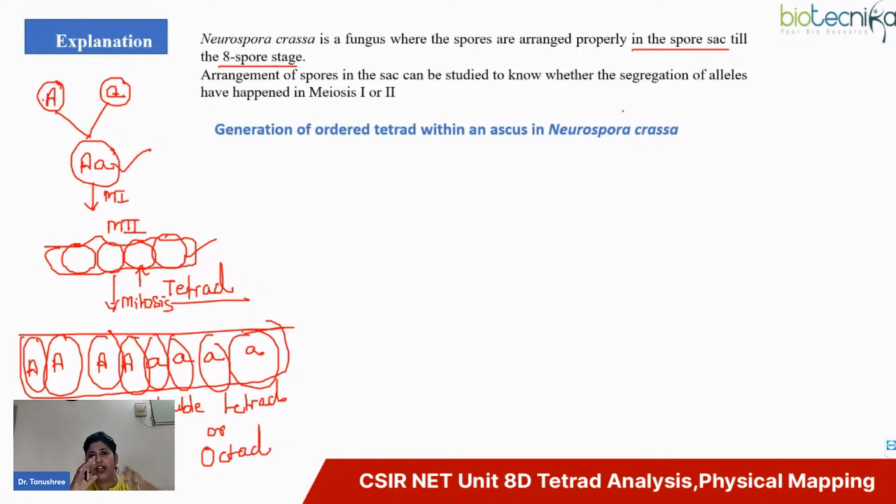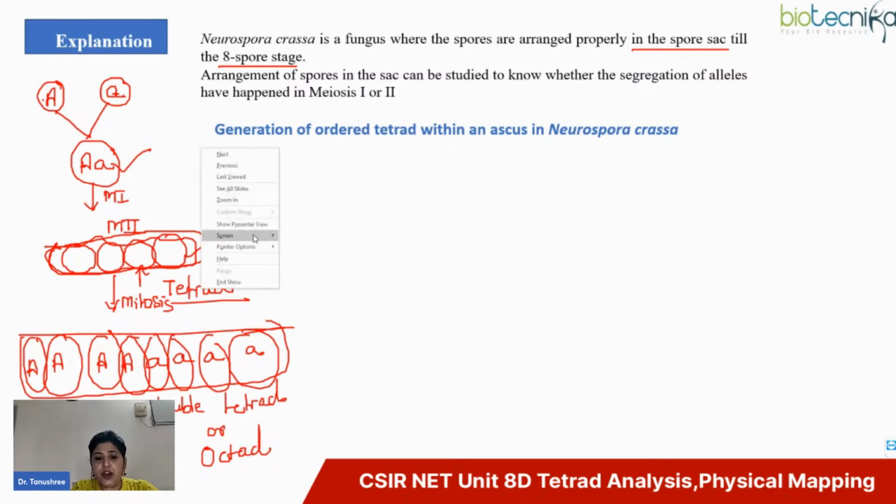This is a basic introduction to the life cycle of Neurospora: cells of two different mating types fuse to form a diploid zygote, followed by divisions, and finally you get an octad. The octad or tetrad formed by Neurospora is orderly arranged, so we call it an ordered tetrad. There is not much space in the ascus, so no shuffling of ascospores can happen. As a result, we say that Neurospora forms an ordered tetrad. Tetrad means four ascospores in an ascus, right?